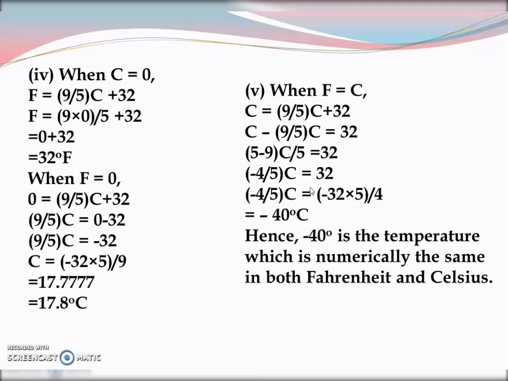Now for the last part, is there any value where F and C are same? So you will equate F to C. We have to find that value where F is equal to C. So when you equate and substitute in the equation, you will get it this way. C is equal to 9 by 5 C plus 32. Then this C can be transposed here, and when you simplify and calculate it, you will get the value of C as minus 40. So minus 40 is that value where the temperature will be numerically equal.